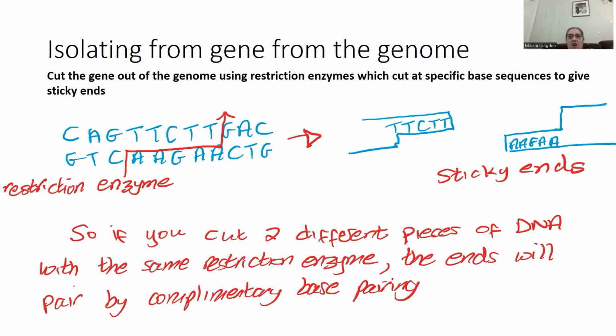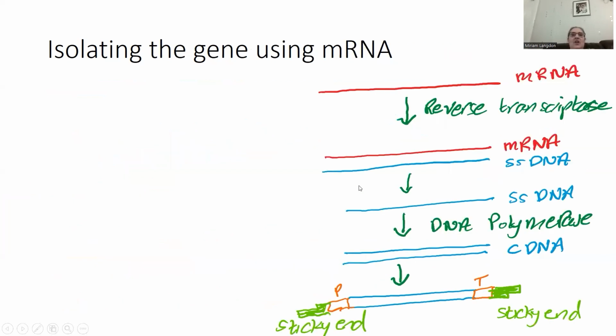So that's a little bit of a challenge, which is why it's a method that we don't tend to use nowadays. So the second method is to isolate the gene using messenger RNA. And this has its distinct advantages. So if, for example, I want to isolate the insulin gene, I know that in the beta cells of the islets of Langerhans, they'll be making lots of insulin. So therefore, there'll be lots of messenger RNA for insulin. So therefore, instead of just getting 2 copies, I'm going to get thousands and thousands of copies.